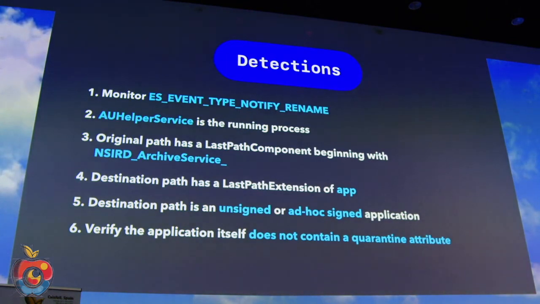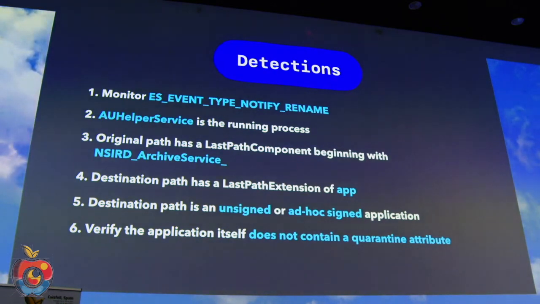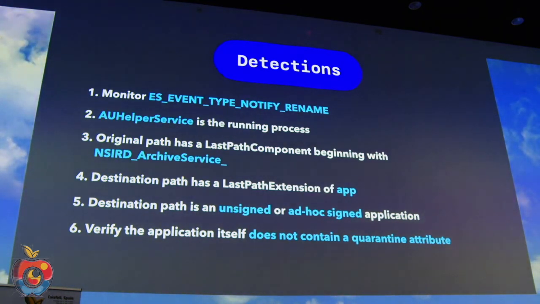Next, we can check that the destination path has a last path extension of app, indicating an application is being extracted. We shouldn't ever really see an application being extracted where the original path has a last path component beginning with NSIRD archive services. And as most developers would follow the correct and recommended directory structure, where you have a structure like test.app, Contents, MacOS, and then your binary itself. As an optional check, you can verify that the destination path is indeed an application that is unsigned or ad hoc signed.